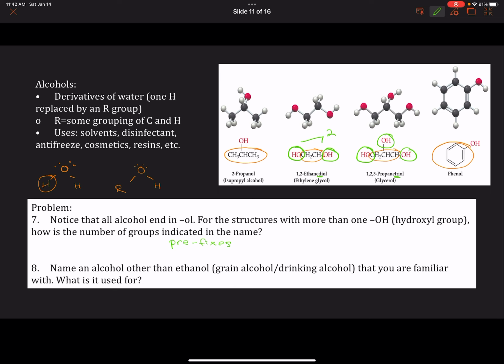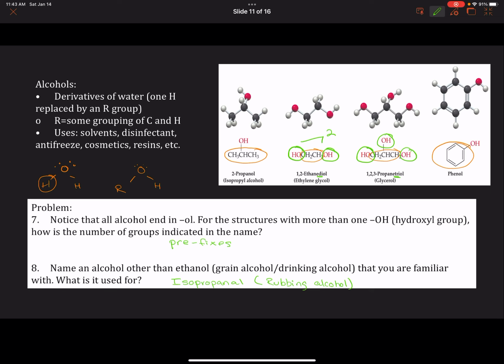So we're asked in problem 8 to name an alcohol other than ethanol. So ethanol is grain alcohol or drinking alcohol, but you are likely familiar with many other different types of alcohols. And so one example could be isopropanol, which is known commonly as rubbing alcohol. So you may have this at home. It's a common disinfectant. A lot of times if you're given an alcohol wipe to clean in areas, so say you're getting blood drawn or a shot, that's often going to be isopropanol, rubbing alcohol.